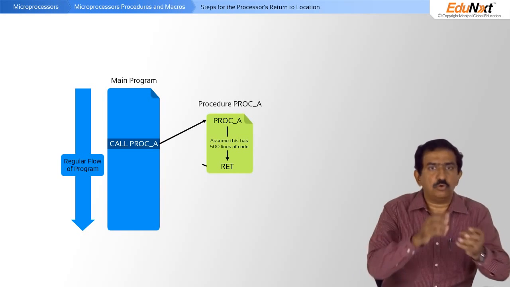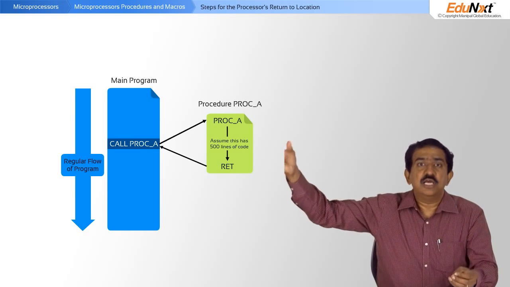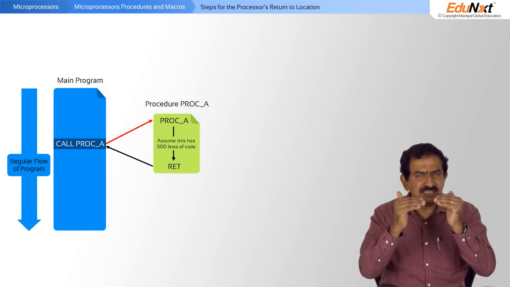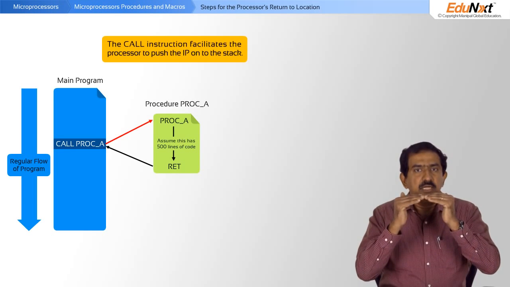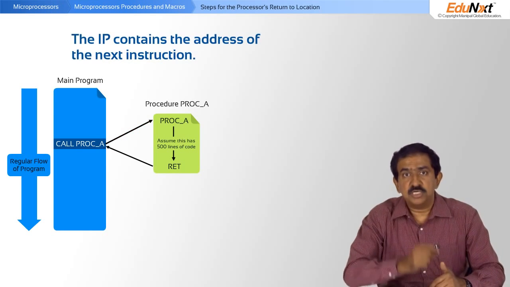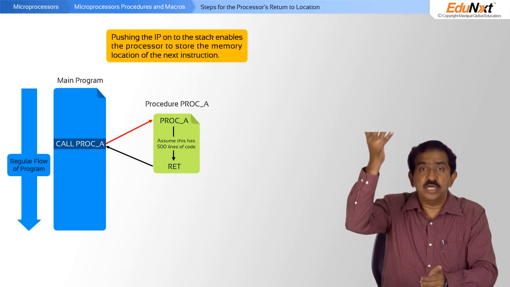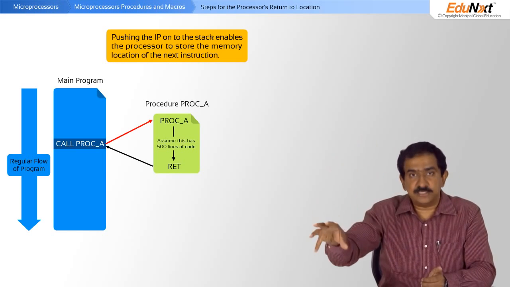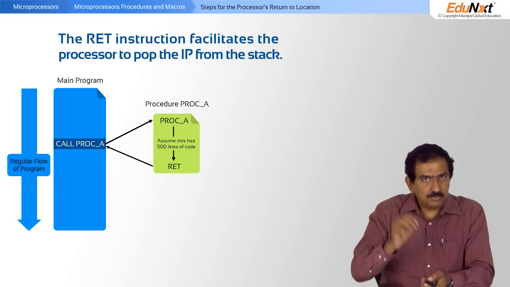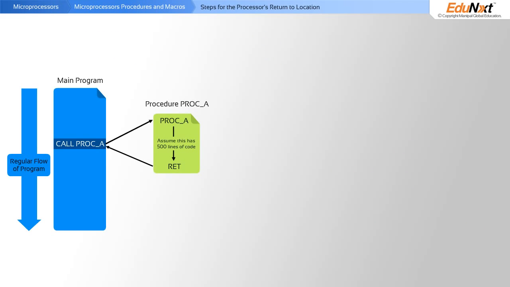But how does it come back to the original flow? You can understand that the new instruction pointer gets loaded and the new instruction pointer points to the procedure. But before the new instruction pointer gets loaded, as soon as the processor sees the call instruction, it pushes the IP onto the stack. Now remember, the IP, the instruction pointer, contains the address of the next instruction. So by pushing it onto the stack, the processor has stored the memory location of the next instruction for use later on. And when is it later on? When the processor sees the RET instruction. The moment the processor sees the RET instruction, it pops the instruction pointer from the stack. This is how this magic is done.